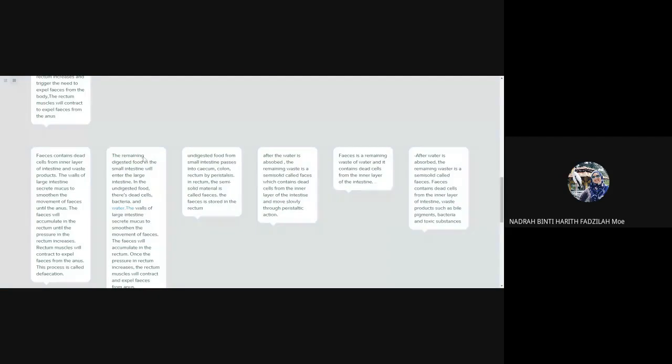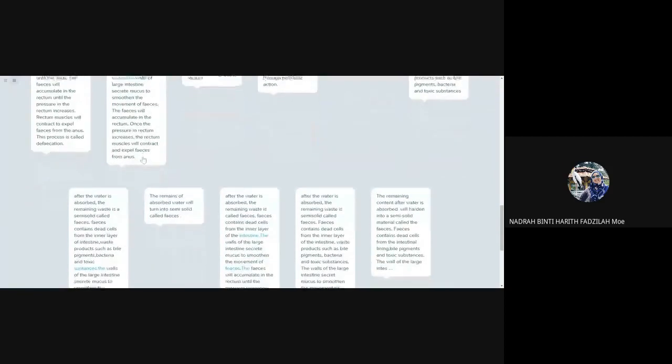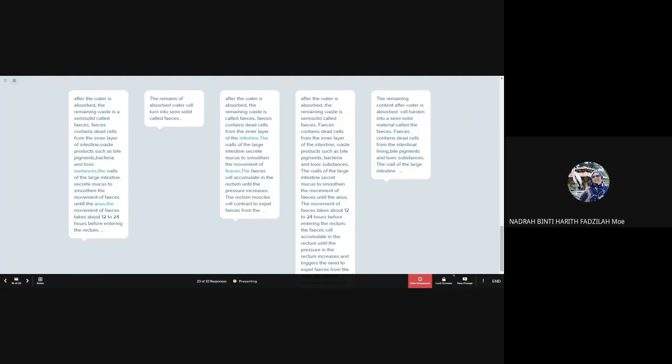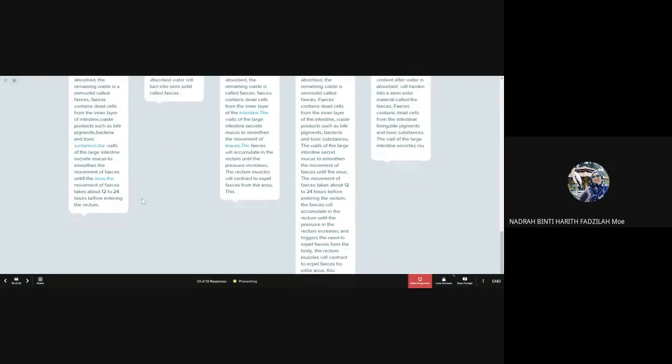And then saya juga suka bila kamu sebut large intestine secrete mucus to smoothen the movement atau to lubricate the movement. Betul, saya setuju. And then absorption of minerals, salts and water takes place until feces are formed.